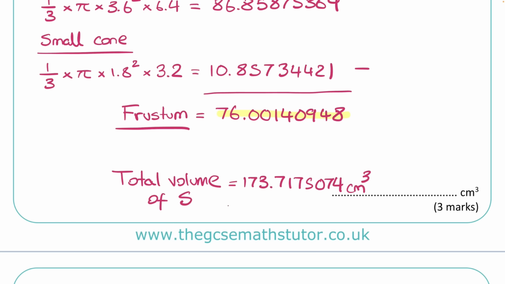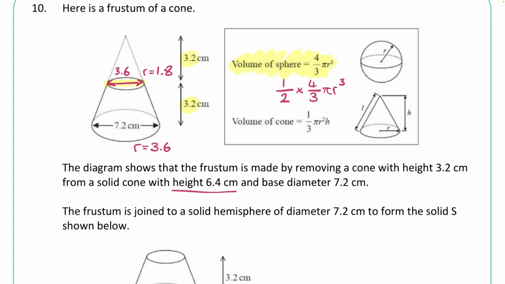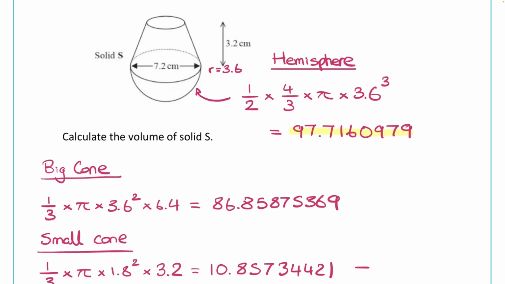If we did round it, it wouldn't be unreasonable to write 173.72 here, centimetres cubed, as beyond that it does start to get a little meaningless in terms of the volume, but the best answer you can give there is the fully unrounded version, unless you are asked to round your answer to a certain amount of decimal places. Okay, there we go. So there is the volume of S, and that was looking at cones and spheres, and in this case also a frustum.